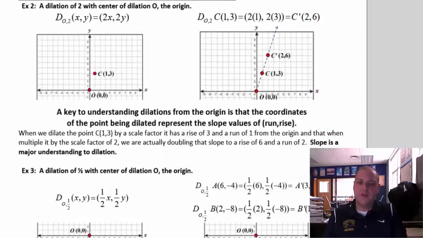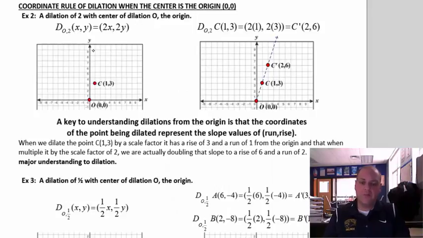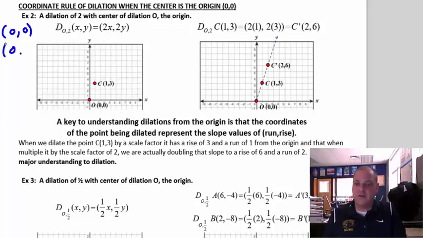All right. So, coordinate rules now. So you see how we want to dilate (x, y) from the origin, and it's going to be (2x, 2y). So if O is (0, 0) and we multiply by 2, you're still going to get (0, 0). Okay? So O prime is still O.